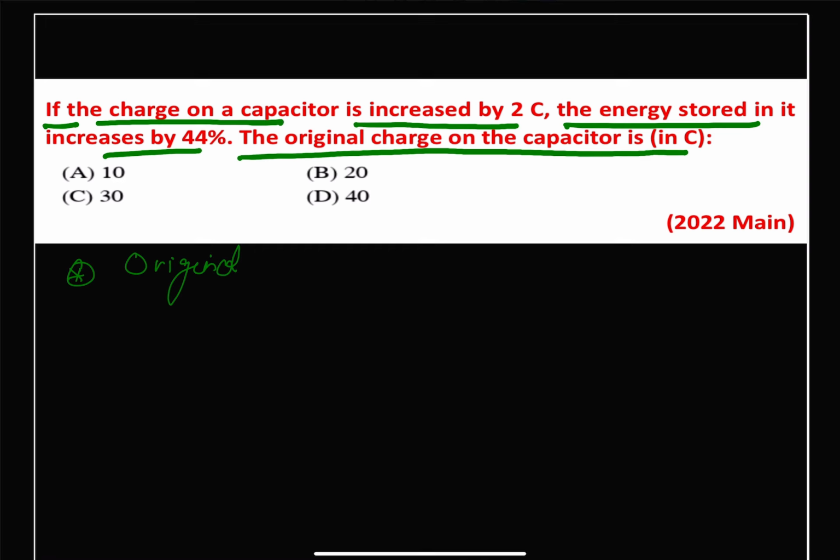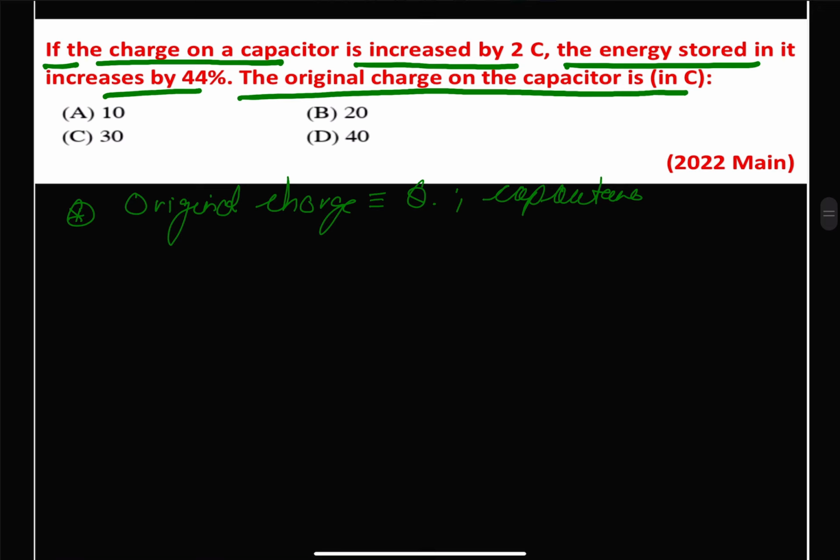Original charge is denoted as capital Q, and capacitance is denoted as C. Therefore, we can say energy stored in the capacitor, that is our U, will be equal to Q square upon 2C.